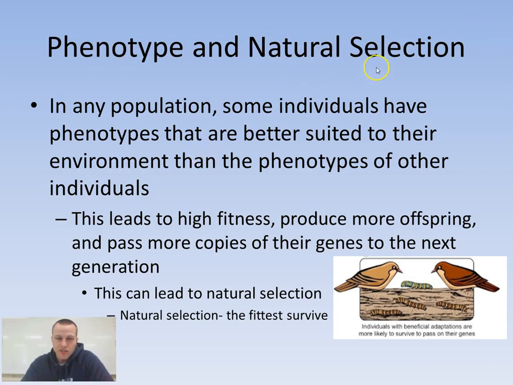Okay, so phenotype and natural selection. Natural selection is a big factor of population change. That's what we're going to be looking at now. In any population, some individuals have phenotypes that are better suited for their environment than the phenotypes of other individuals. And this leads to a higher fitness and more offspring to be passed on and make more copies of their genes to the next generation. And this is what natural selection is all about.